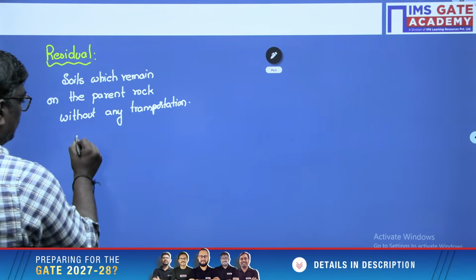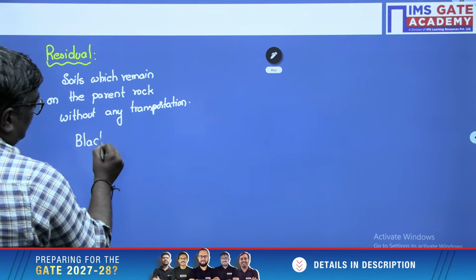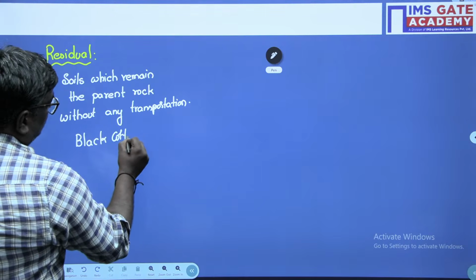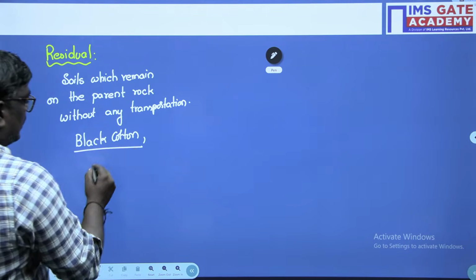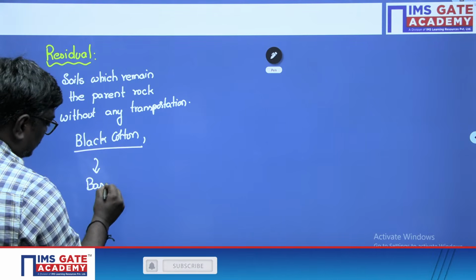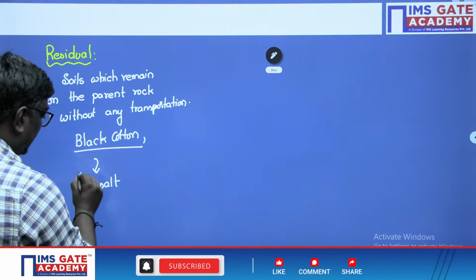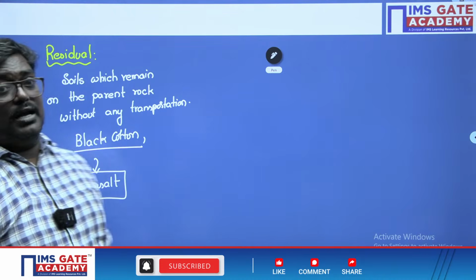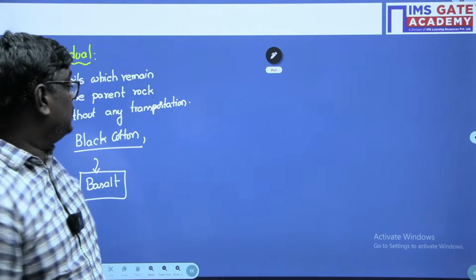Examples for residual soils are nothing but black cotton soils, or we can say laterite soils. The parent rock for black cotton soils is nothing but what, sir? It is nothing but basalt. It is not ballast, sir. It is basalt, my dear students.